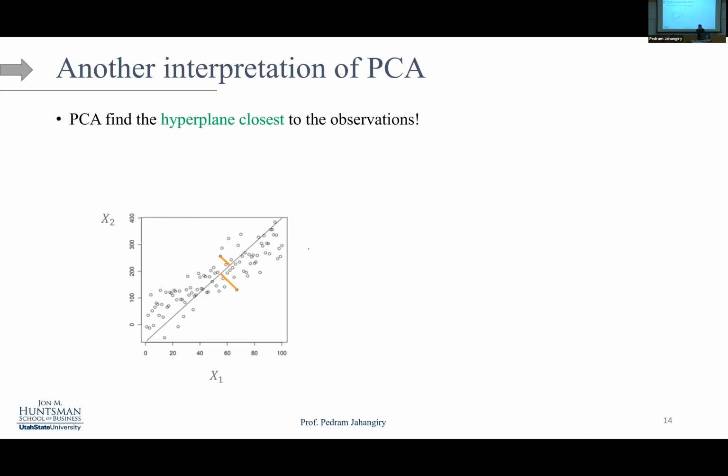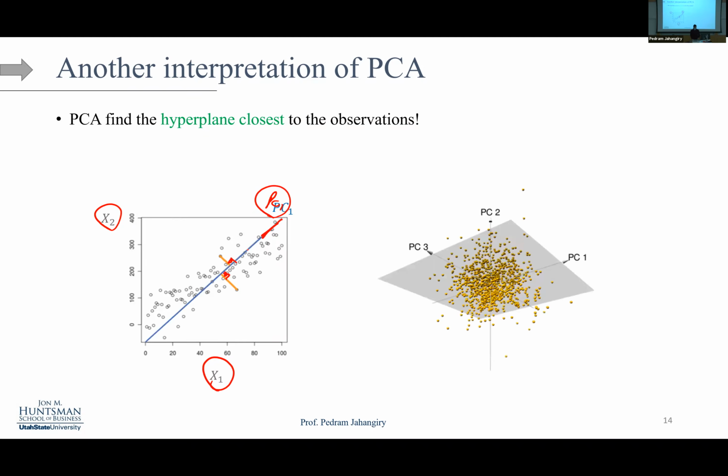Another interpretation of PCA: PCA is a thing that finds the hyperplane closest to the observations. This is going to be really interesting. Look at that. I have x1 and x2. So the hyperplane closest to the observations, this is going to be the answer. This is our PC1. The hyperplane closest to the observations is called your first component, and the distance is the perpendicular distance. Are we good? In 2 dimensions, in 3 dimensions, something like this.